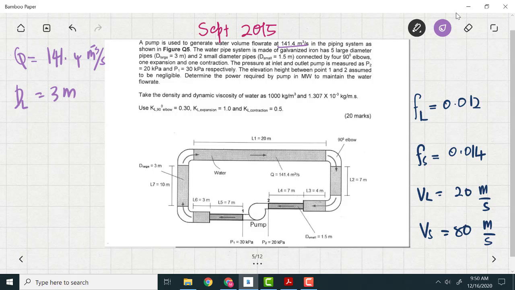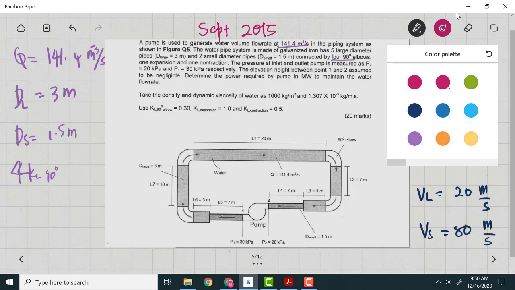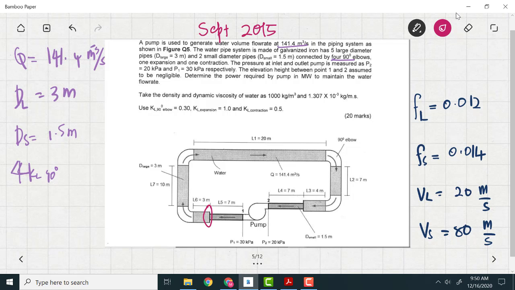Okay, we have 2 small diameter pipe. Yang mana satu diameter adalah 1.5 meter. Okay, dia kata dekat sini dia connect dengan 4 KL elbow 90 degree. Okay, and then one expansion and one contraction. Expansion bila pipe kecil pergi ke pipe besar, expand. So expand adalah dekat sini. Contraction bila pipe besar kepada pipe kecil. So ada dekat sini. Okay, kat sini.